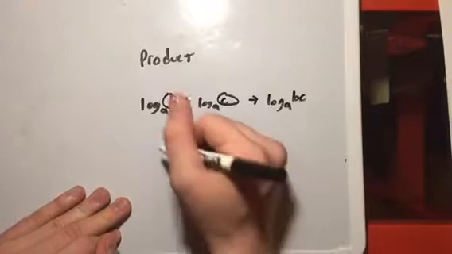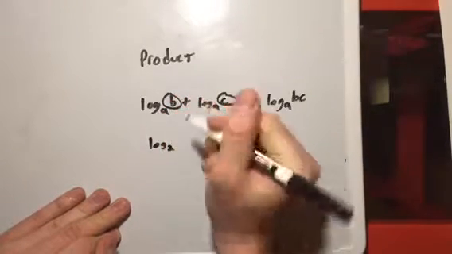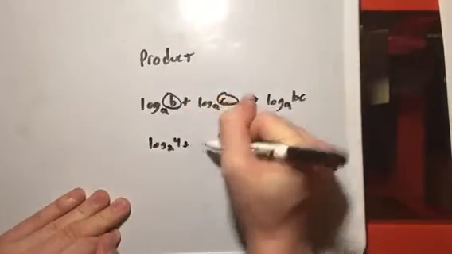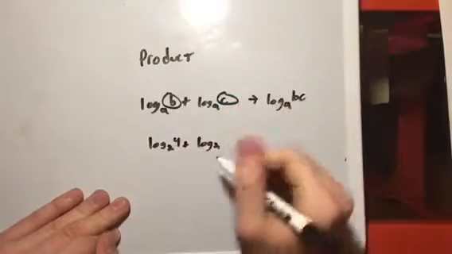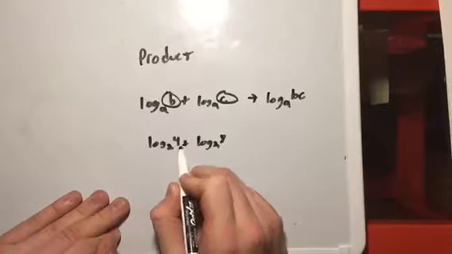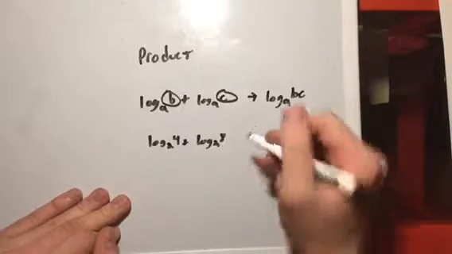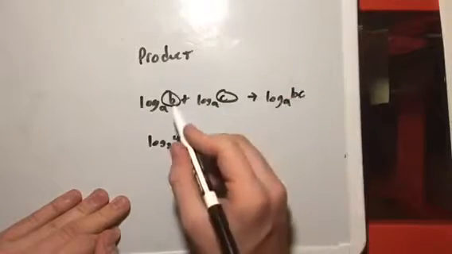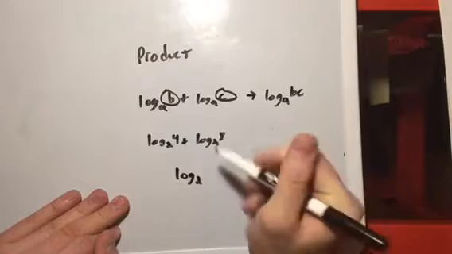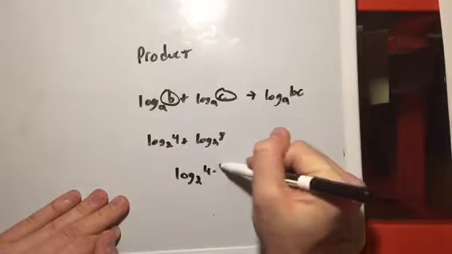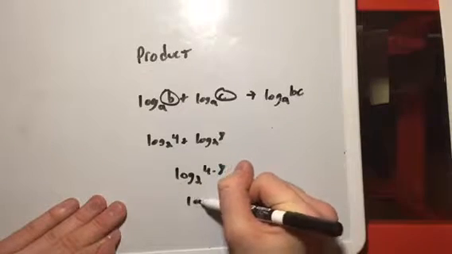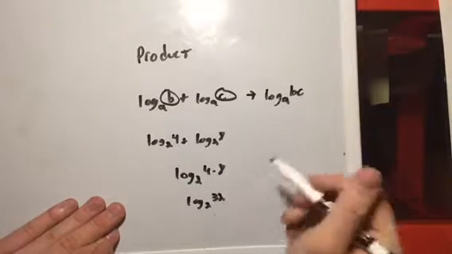So, for example, we have log base 2 of 4 plus log base 2 of 8, remember, same base. So we multiply these two variables. So this would look like log base 2 of 4 times 8, or, simplified down, log base 2 of 32.